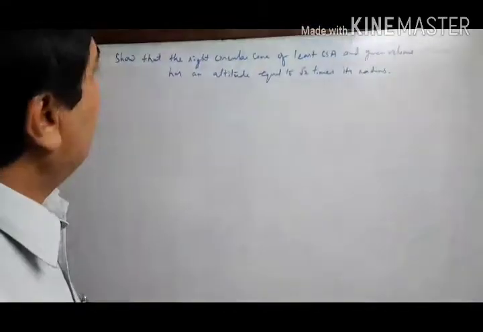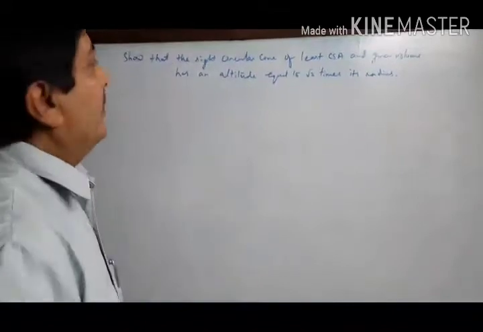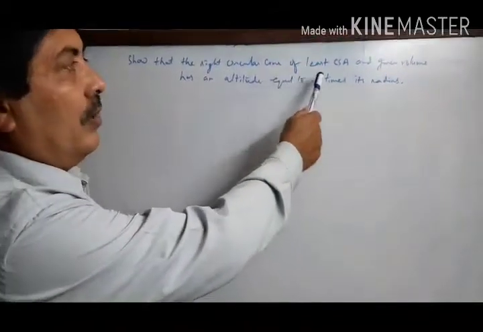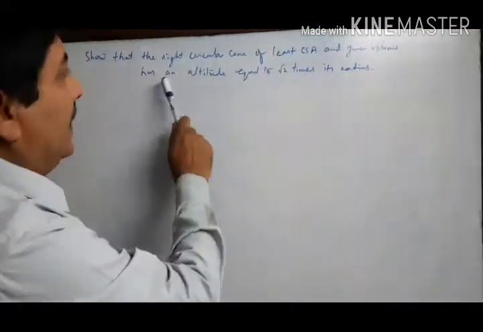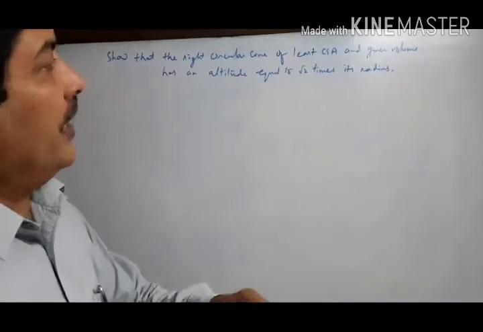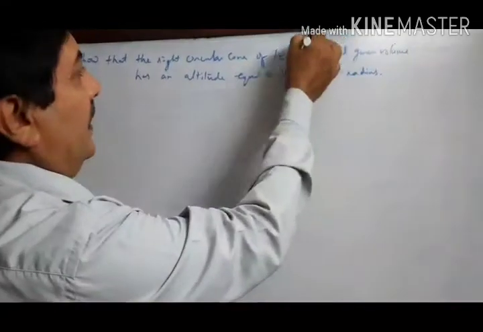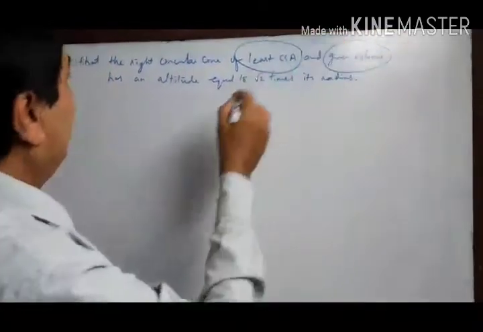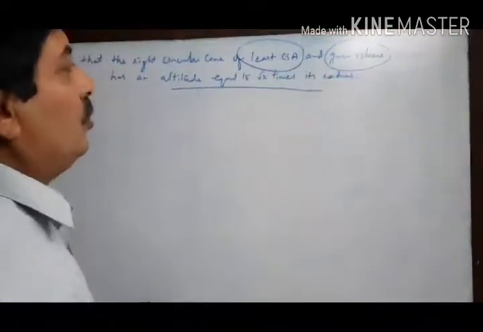We are doing a question based on maxima minima. I have taken a question from the exercise which asks to prove that the right circular cone of least CSA and given volume has an altitude equal to root 2 times its radius. Note it down: least, given, and what is asked to do? Altitude equals root 2 times its radius.